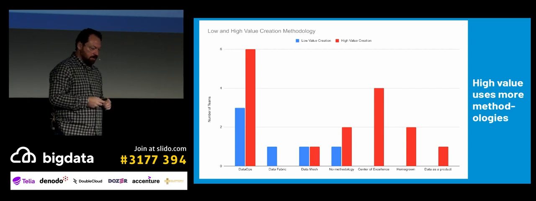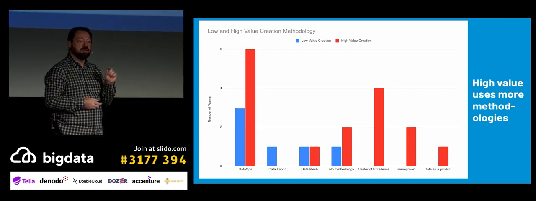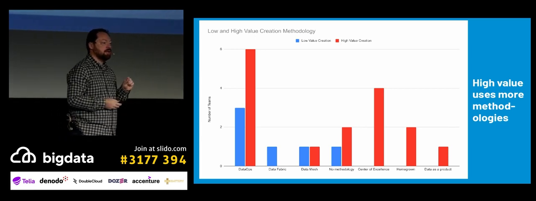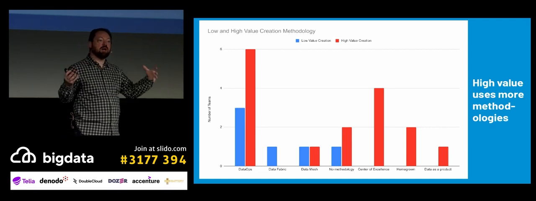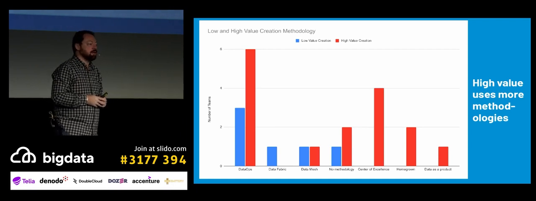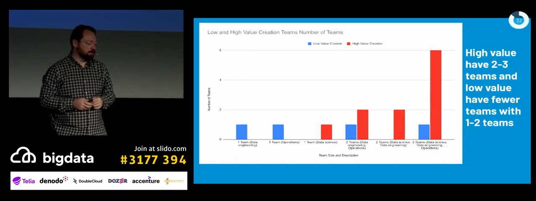We also have our methodologies that the high-value creation teams use more. It isn't saying one of these methodologies is better or worse. It's saying that a methodology helped them stay on the track, stay on the rails, and generate value. That was an important part of this.